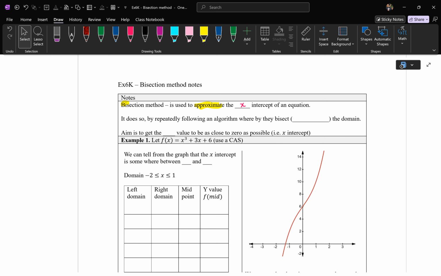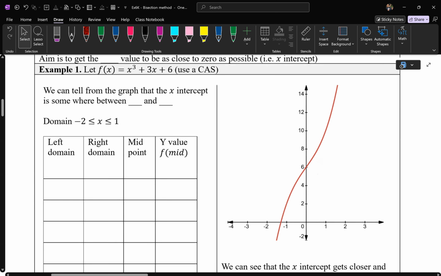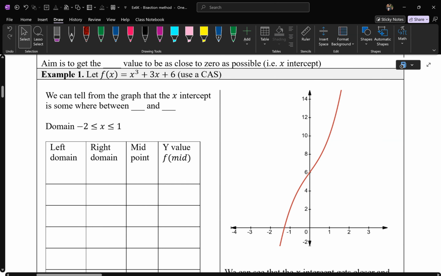Okay, so it follows an algorithm. It repeatedly follows an algorithm where they bisect, which means cuts in half, the domain. Okay, literally that's all we're going to be doing. We're just going to keep cutting in half, in half, in half until we get really close to the x-axis intercept. So here's an example just so you can visualize.